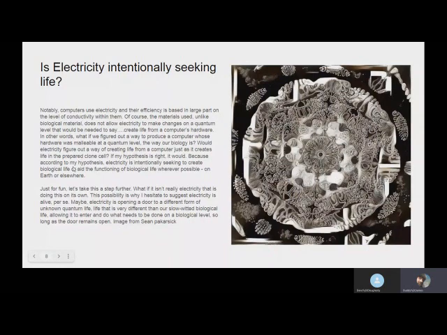So just for fun, let's take this a step further. What if it isn't real? What if it really isn't electricity that is doing this on its own? This possibility is why I hesitate to suggest electricity is alive, per se. Maybe electricity is opening a door to a different form of unknown quantum life, or quantum biology, or geometry. Life that is very different than our slow-witted biological life, allowing it to enter and do what's needed to be done on a biological scale, so long as the door remains open.